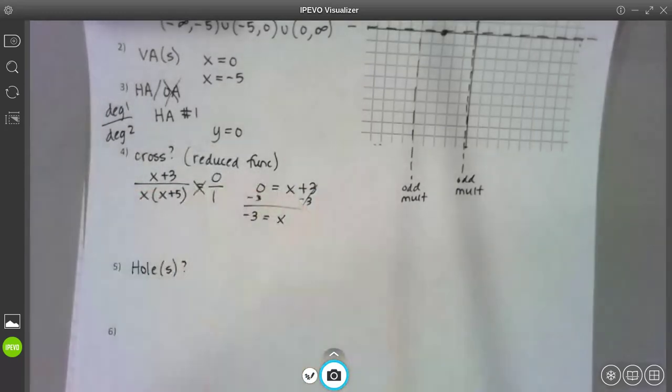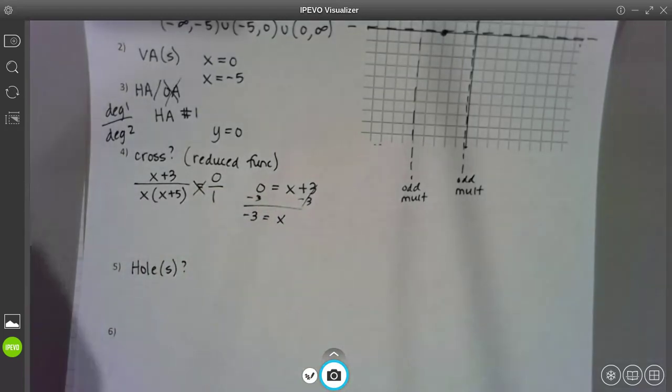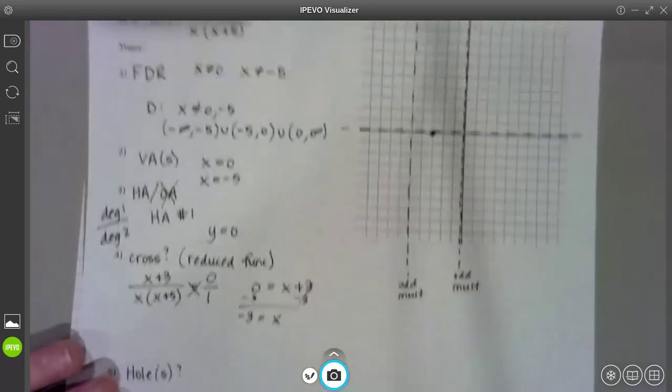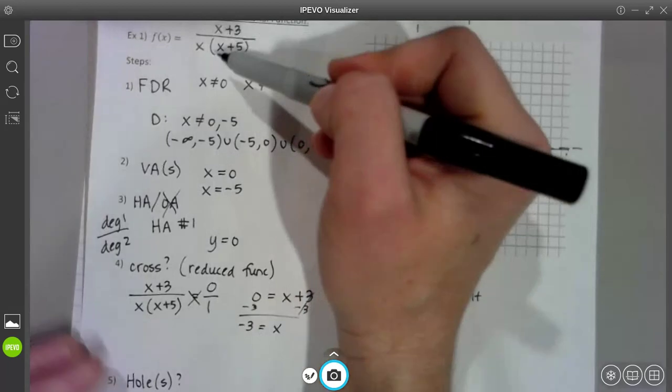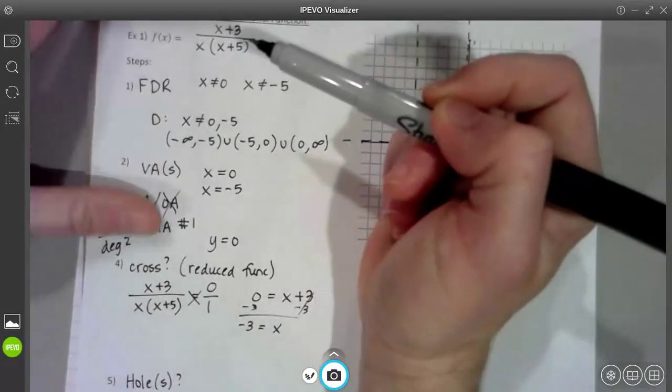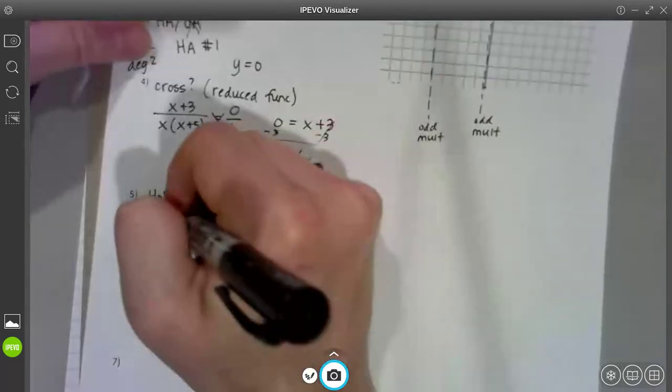Because that would be, it's not really a point on the graph, but it's definitely something we have to mark that would give us an idea as to where curves are going to end up. Now, a hole would only come from a reducing factor that canceled out. So since nothing canceled here, we don't have any holes. So we check for it, but there are none.